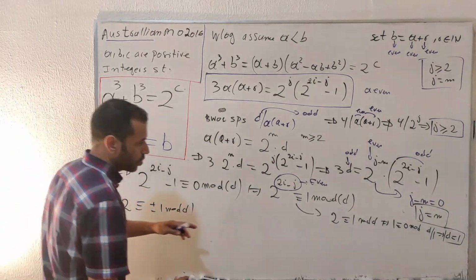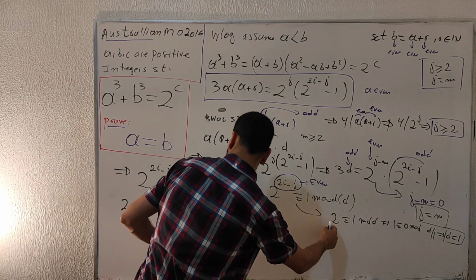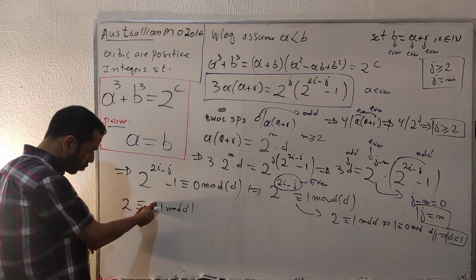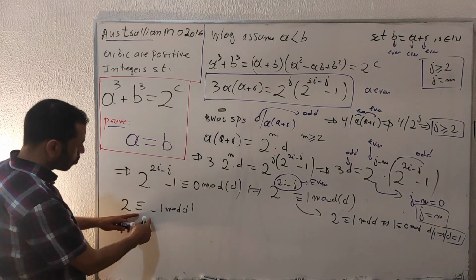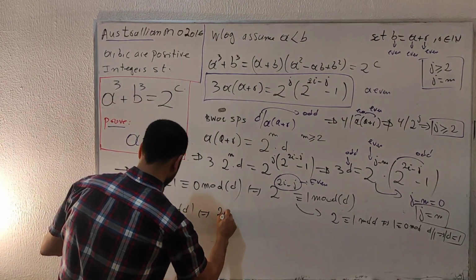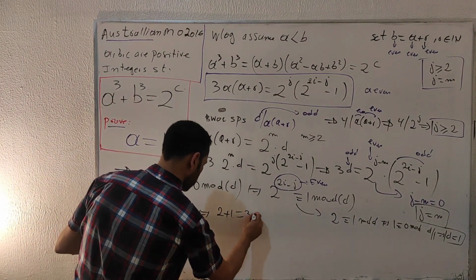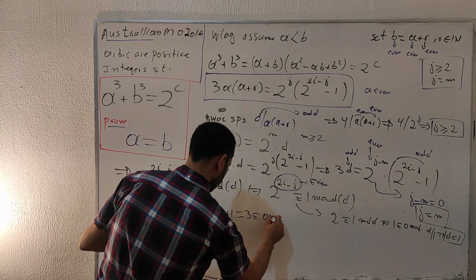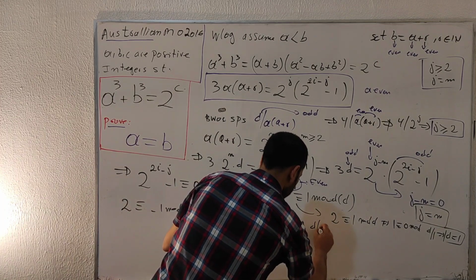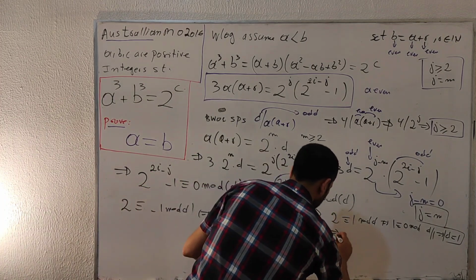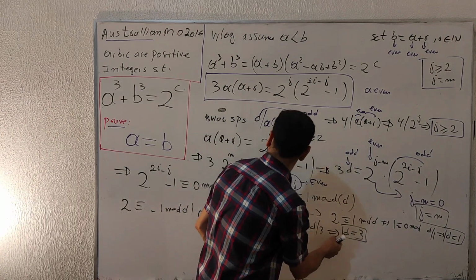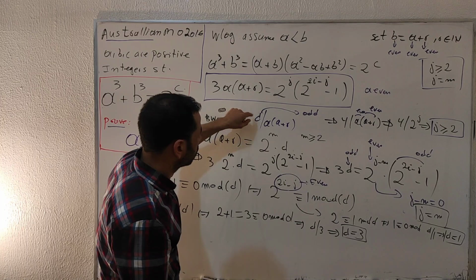So we already proved the case when we have 2 is congruent to 1 mod d, we found d equals 1. But let's consider the case when we have 2 is congruent to minus 1 mod d. I'm going to take this minus 1 to the left. I get 2 plus 1, which equals 3, is congruent to 0 mod d, which means d divides 3. If d divides 3, which means d equals 3, okay?